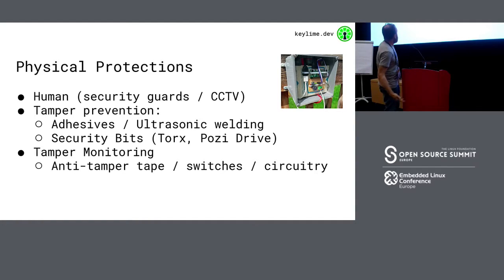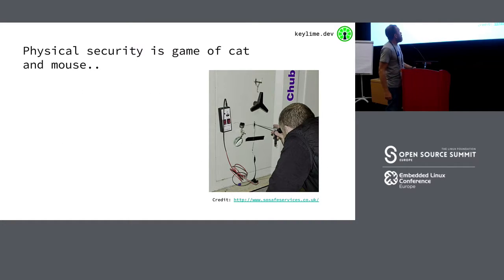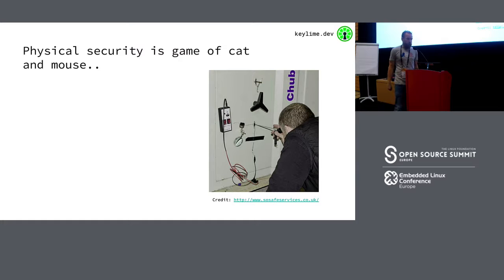Now, the problem with physical protection schemes is it's a game of cat and mouse. Eventually, somebody's going to get hold of it. There's going to be a design flaw that's not originally anticipated, and somebody's going to be able to open the unit and bypass the security protections that you have. And if we look at the history of safe breaking, it's just a continuous cycle of more security, and then somebody circumvents that security.